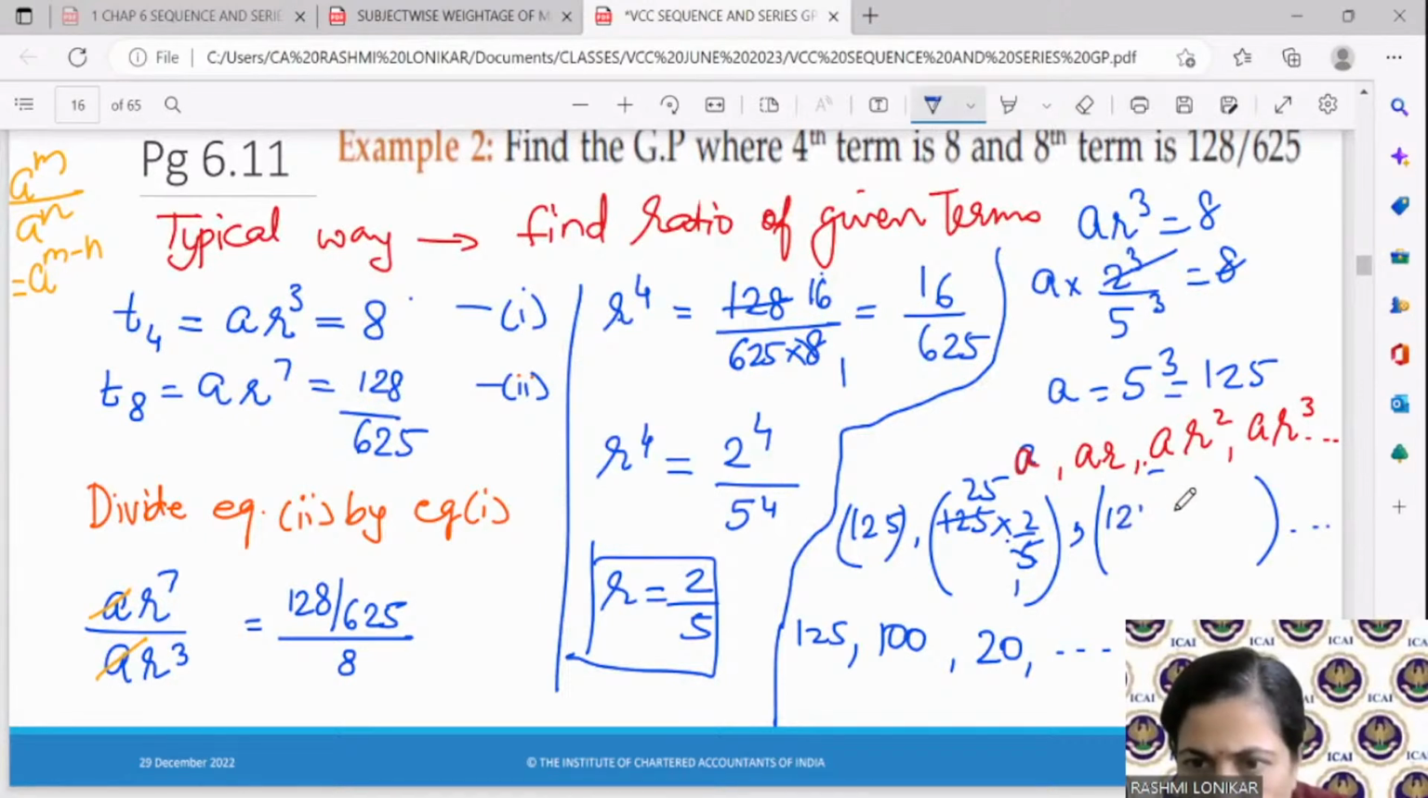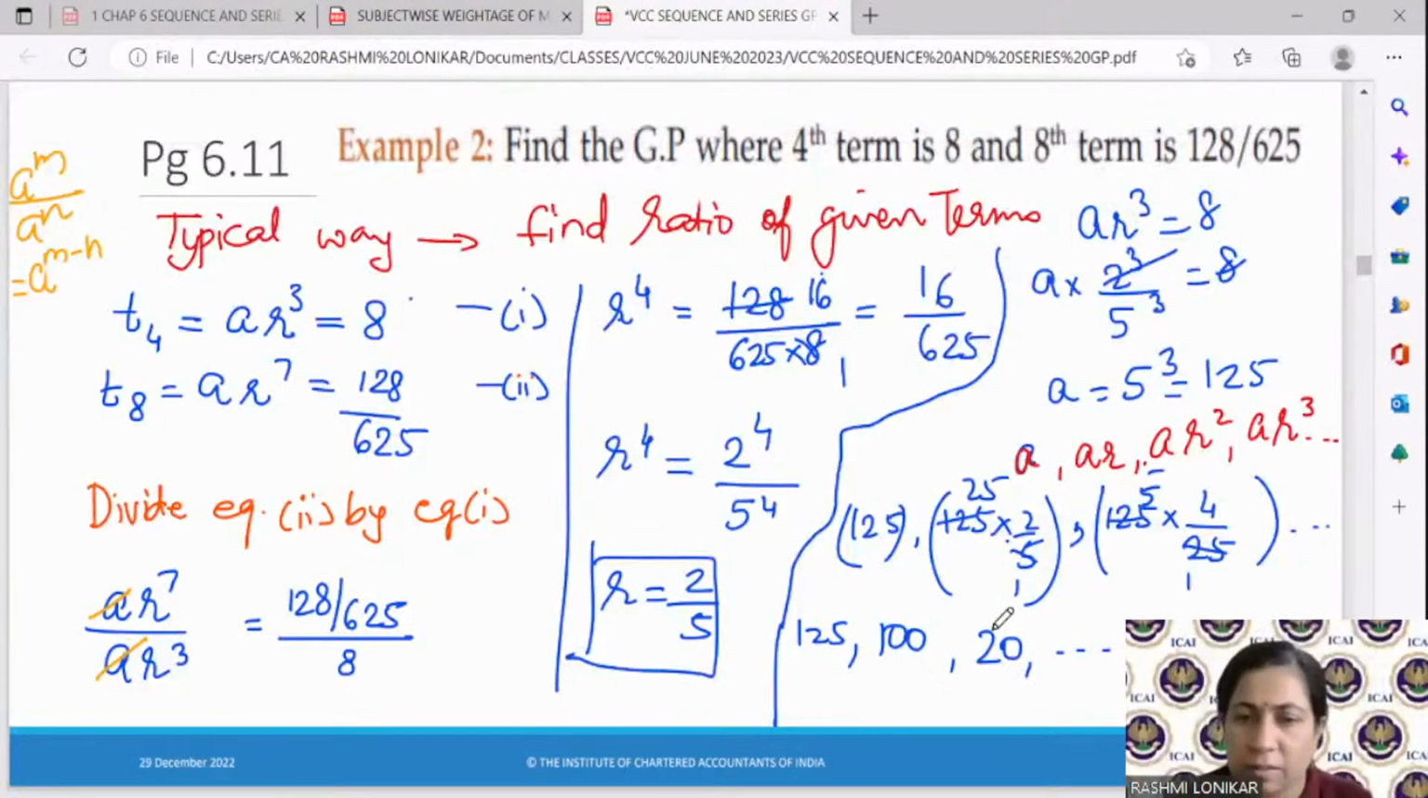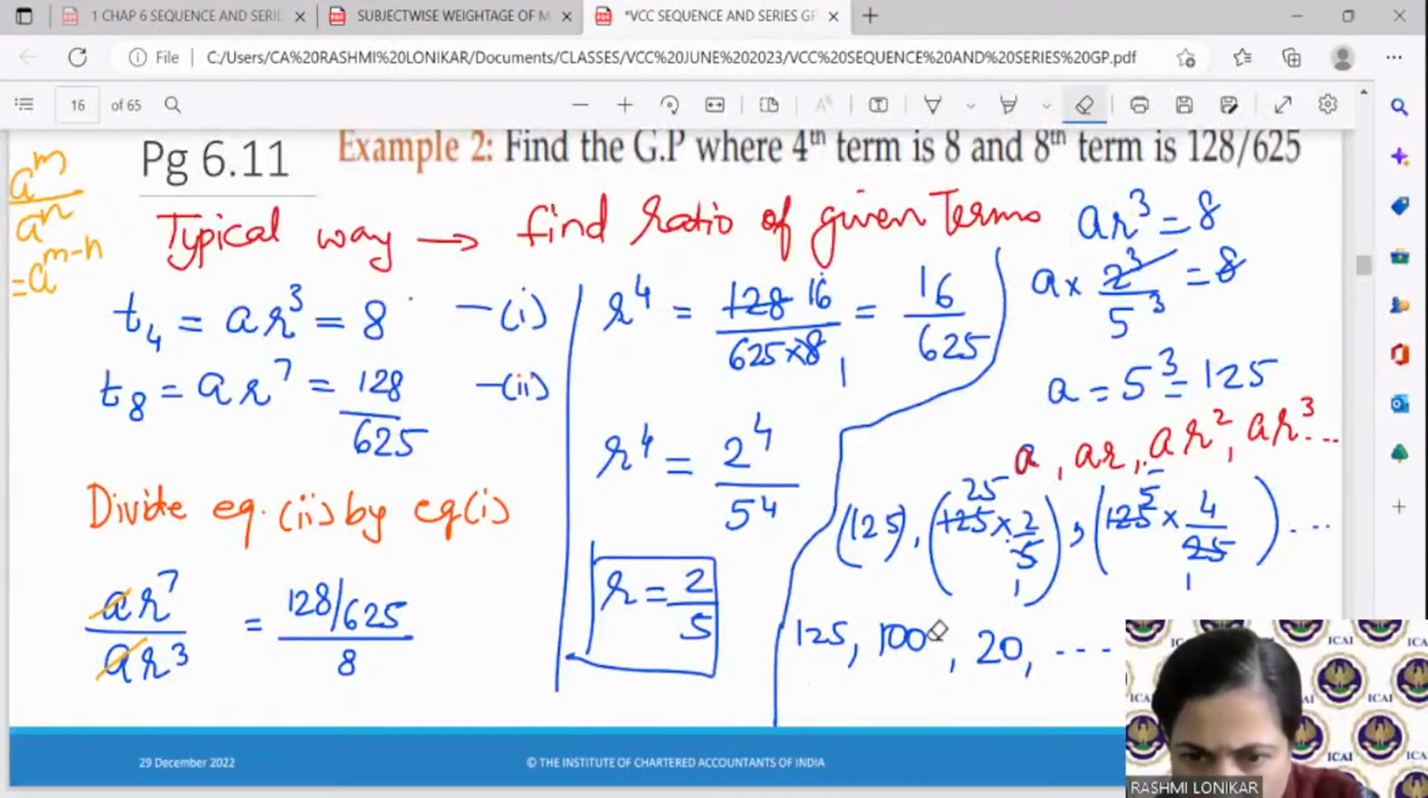125 into R square is 4 upon 25. So 25 ones are 25, 5s are 125. So this is 20. Okay, right. This is 125. This 100 is not good. Yes. 25 into 2. 25 into 2 is 50.